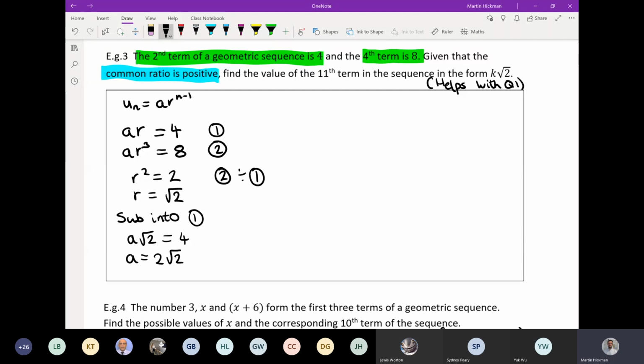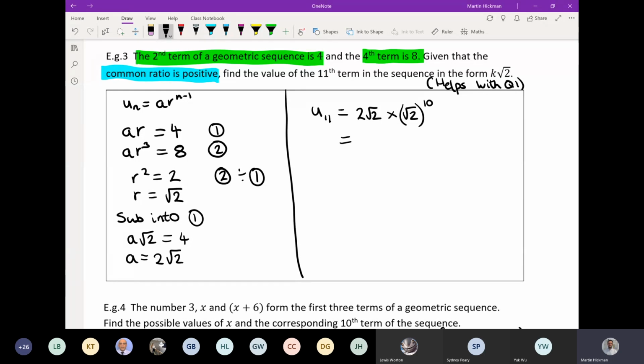Now we have a and we have r. So now we can actually answer the question, which is to find the value of the 11th term in the sequence in the form k root 2. So we're leaving it in the exact form here. We're not going to just leave it as a decimal. So to find u11, the 11th term, I do a, which is 2 root 2, times r, which is root 2, to the power of n minus 1. So 11 minus 1, which is 10, and I get the following.